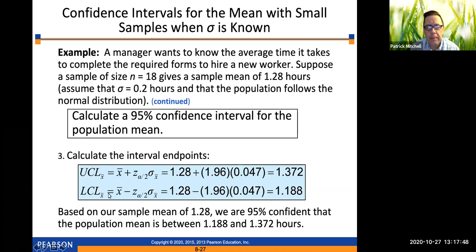And your lower limit is x bar minus your margin of error. So that's 1.28 minus 1.96 times 0.047, which comes out to 1.188. So based on our sample mean of 1.28, we are 95% confident that the population mean is between 1.188 and 1.372 hours.